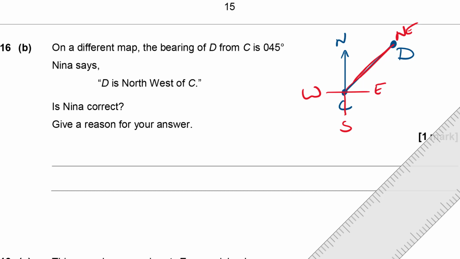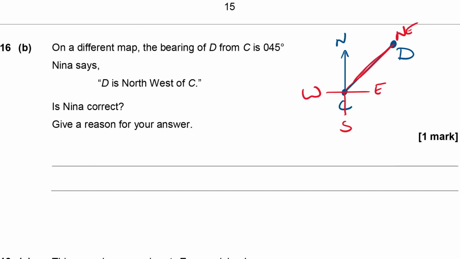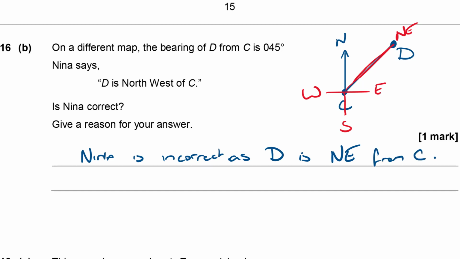So my answer is going to be: Nina is incorrect, as D is northeast from C.